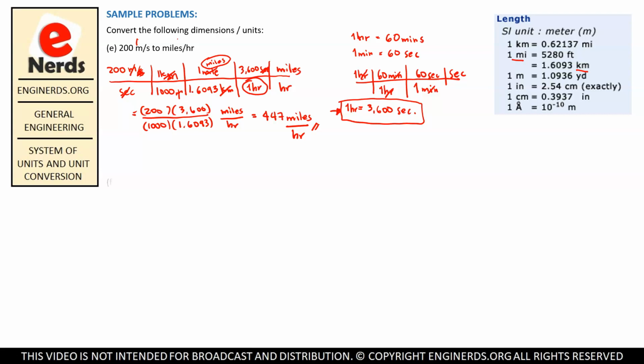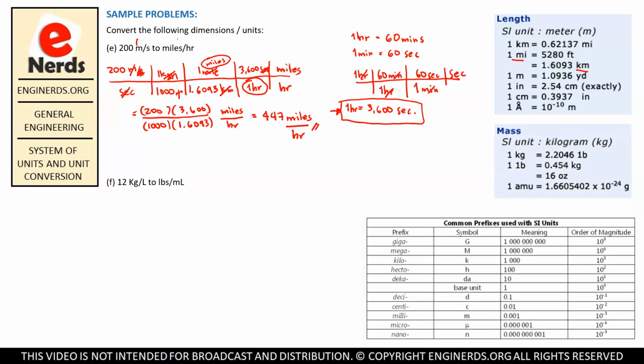Now, let us go to our next problem. We will convert 12 kg per liter to pounds per milliliter. So, we're talking about mass, and we will use a preface here, no? Yung liter to milliliter. Well, alam naman na natin yan. Nag-solve na tayo kanina. So, let us proceed na. So, our given is 12 kg per liter.